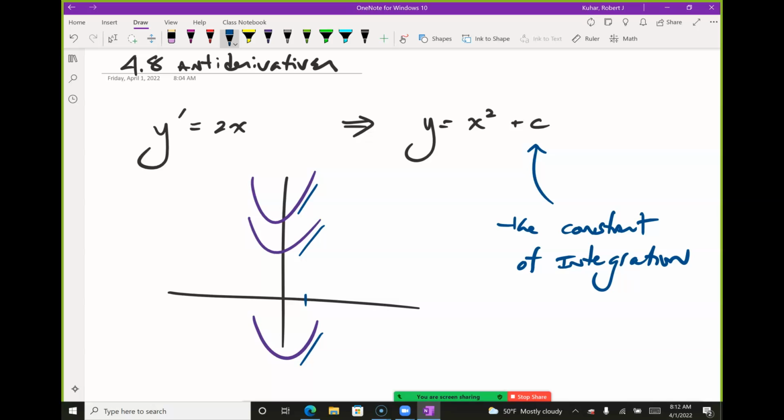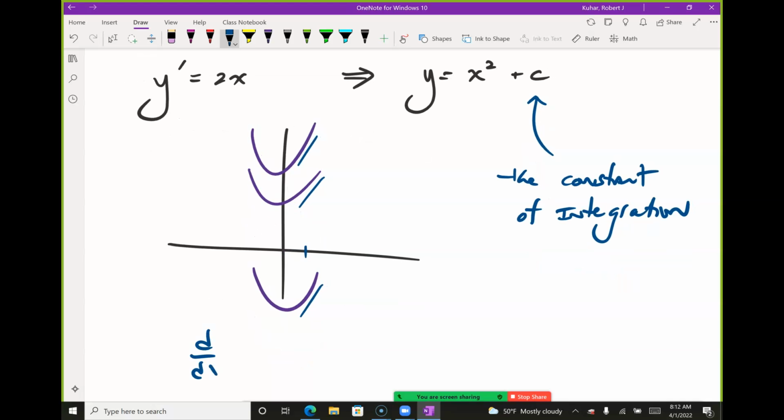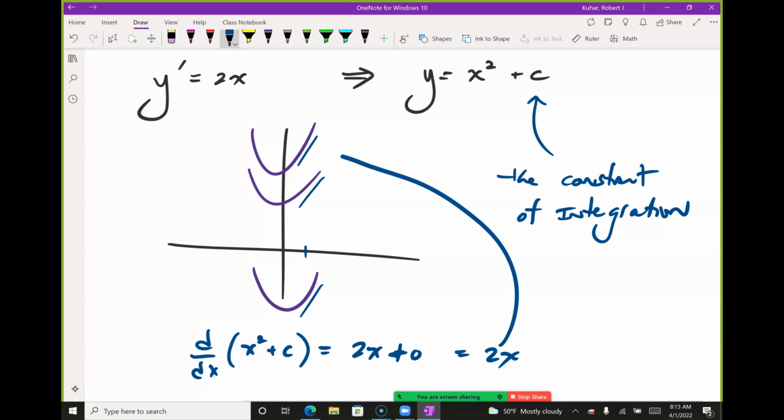Now, what's really nice about this section and all of chapter 5 is that when I find the antiderivative, when I take an integral, I have an answer, and I can check it in the back of the book or on the test by taking a derivative. I take a derivative of the answer. So notice that d dx of x squared plus c is equal to 2x plus 0. It's 2x. And I get that original question back.